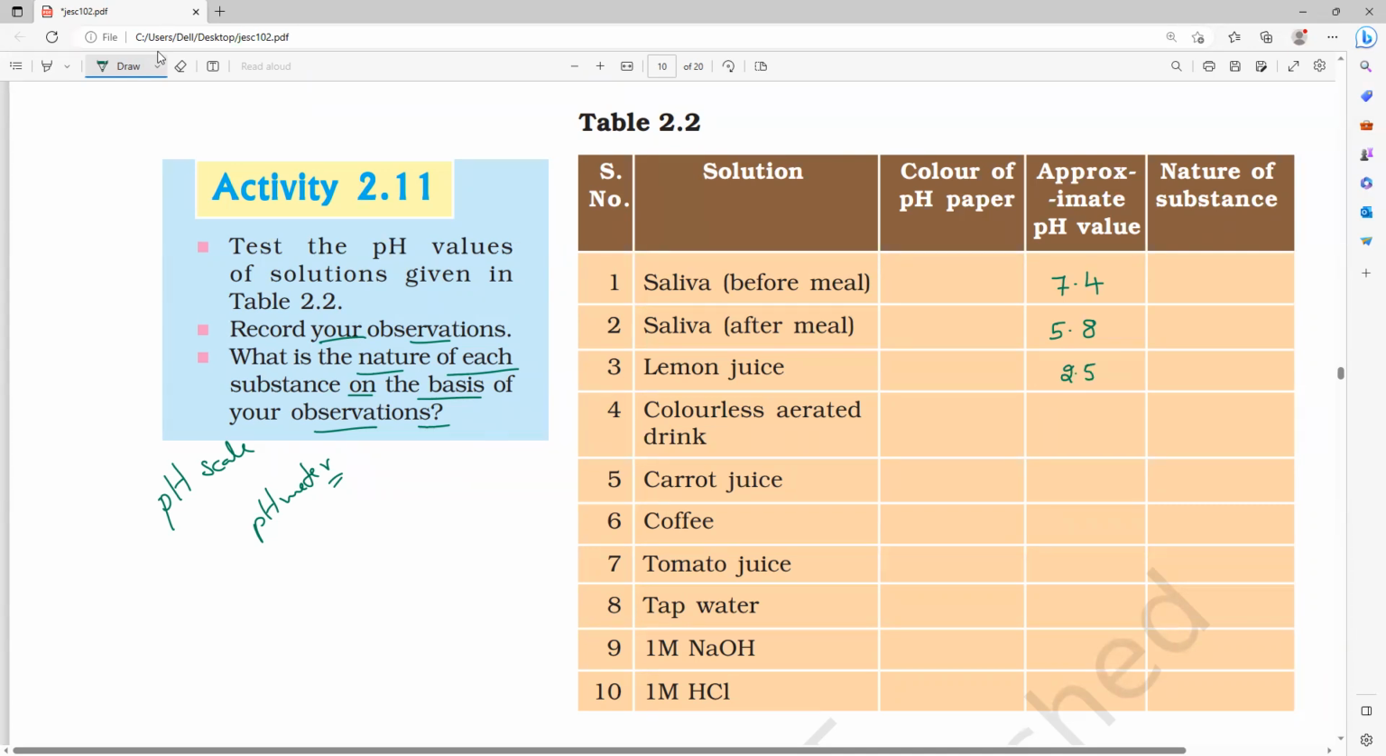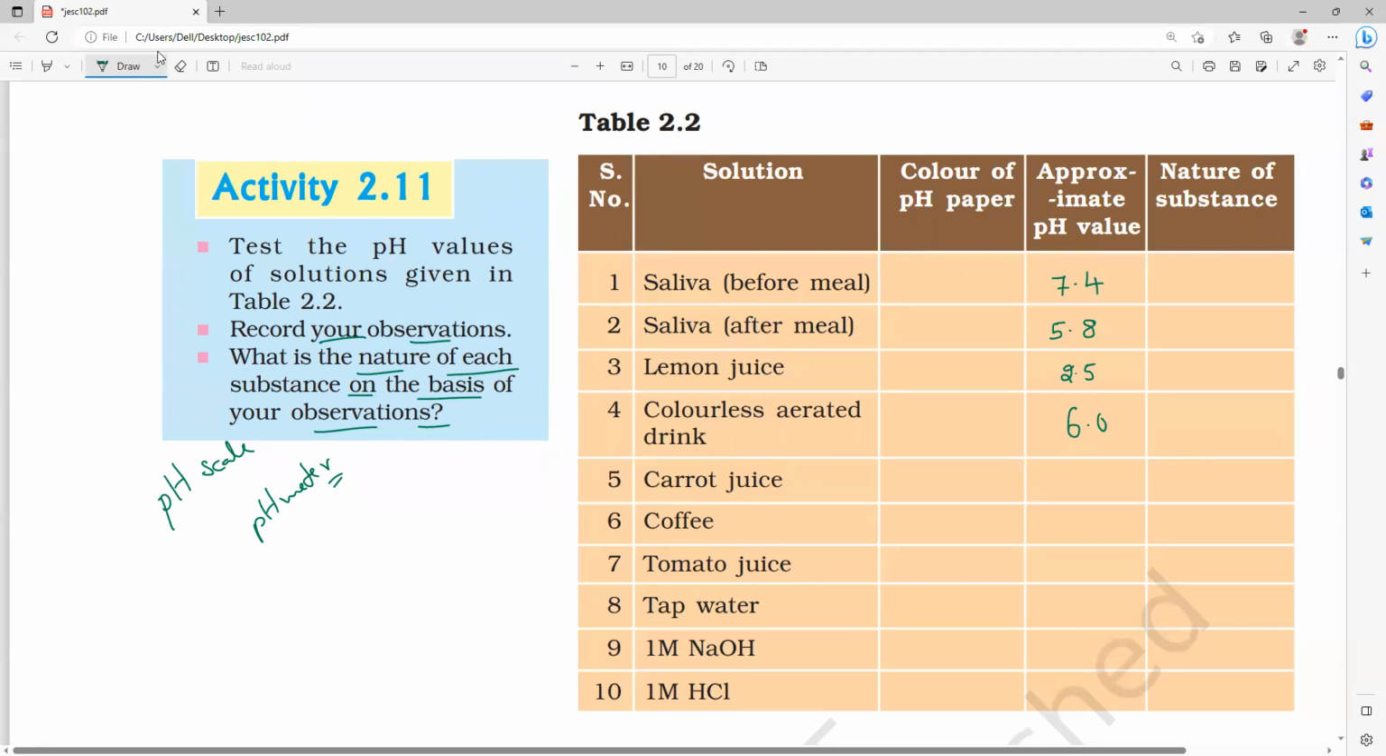Colorless aerated drinks, or else we can say soft drinks. They contain carbonic acid. So what is the pH? Less than 7. It is 6. Next, carrot juice.